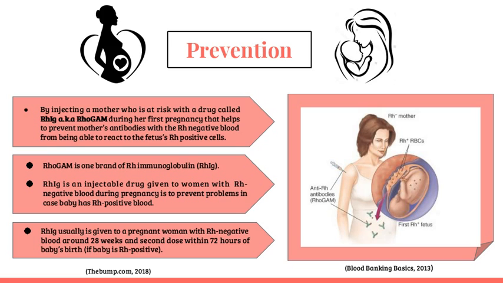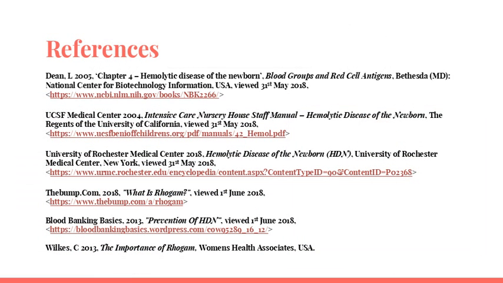The drug actually is given to prevent your body from forming Rh antibodies, which aren't likely to harm your first baby, but could actually harm any future babies you have if they are Rh positive, because Rh antibodies could cause the baby to be born with HDN. According to Desiderius Erasmus, prevention is better than cure. We have now reached the end of our video. Thank you for watching.